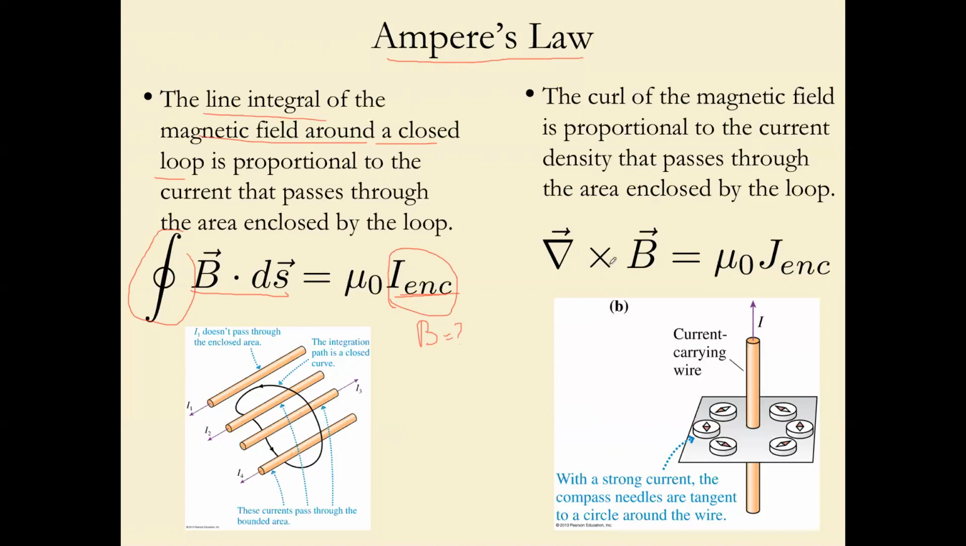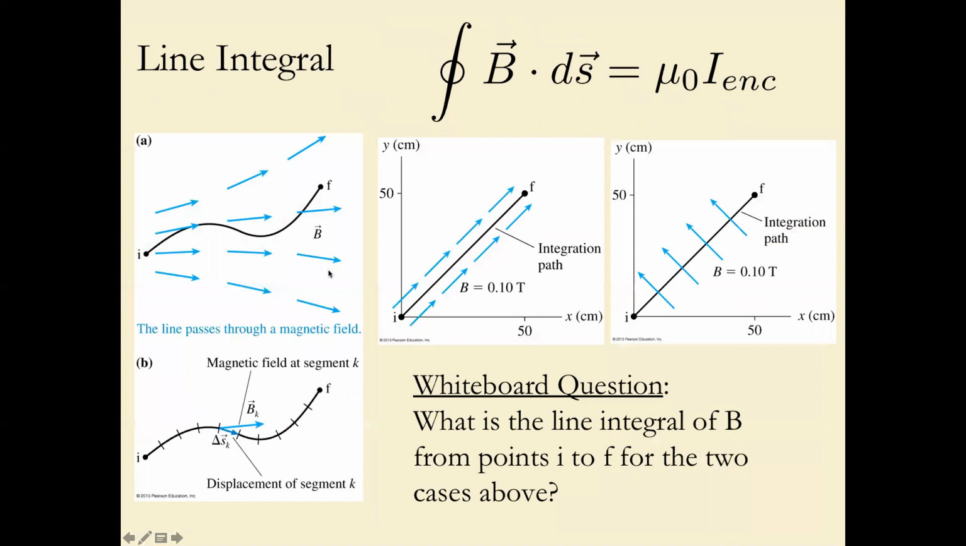And here, del cross B is the curl of the magnetic field. It is also proportional to the current density, J, that passes through the area enclosed by the loop. Again, line integral is something you learned in Calculus 1, when you talked about integrals. Assume that there is no magnetic field around.